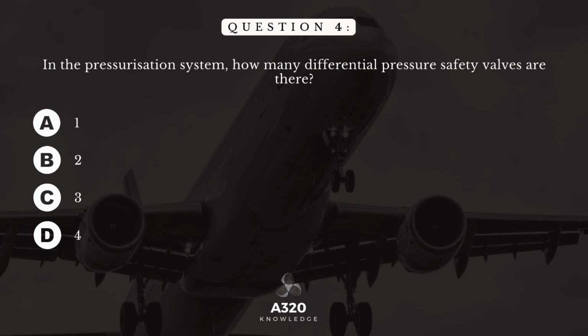Question 4. In the pressurization system, how many differential pressure safety valves are there? 1, 2, 3, or 4?